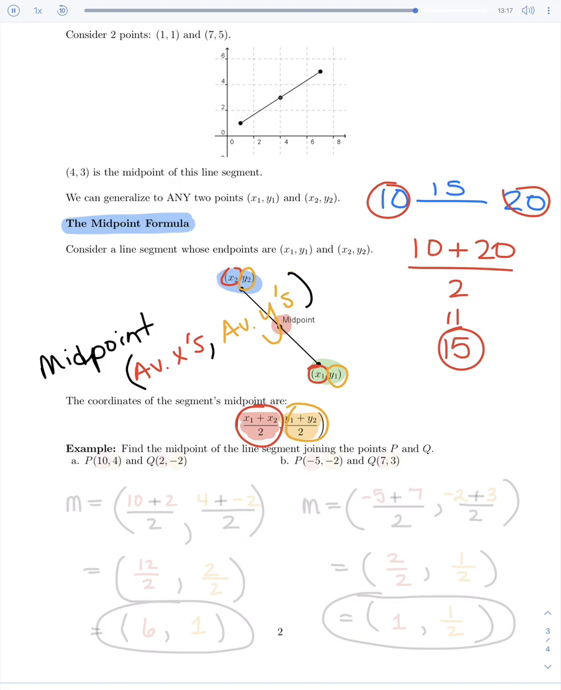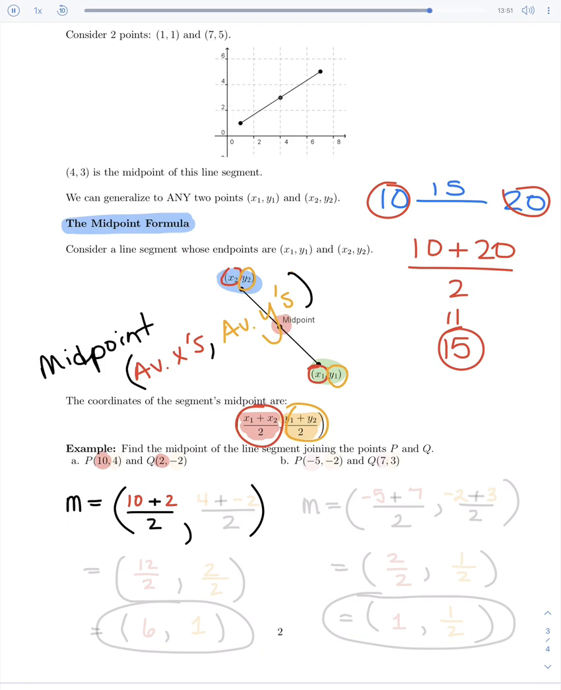So let's take a look. On problem A, we have 2 points, a point P and a point Q, and we want to find the midpoint. Let's call it M. It's still going to be a point, so there'll still be X's and Y's. So to find the X coordinate for the midpoint, we'll take the X values of the 2 points, and we're going to average them, which means add them up, add 10 and 2, and then we'll divide by 2. We're averaging them. Add them up and divide by 2.